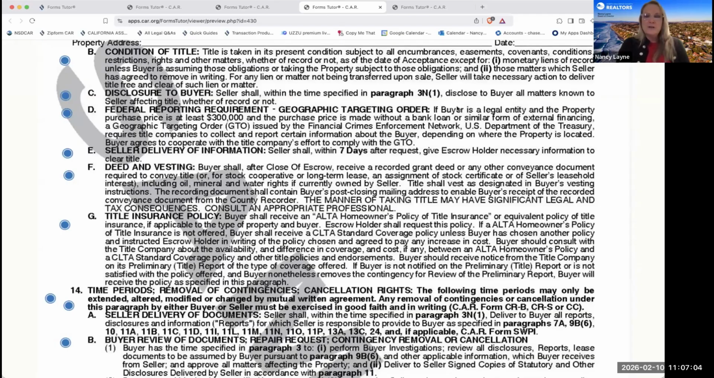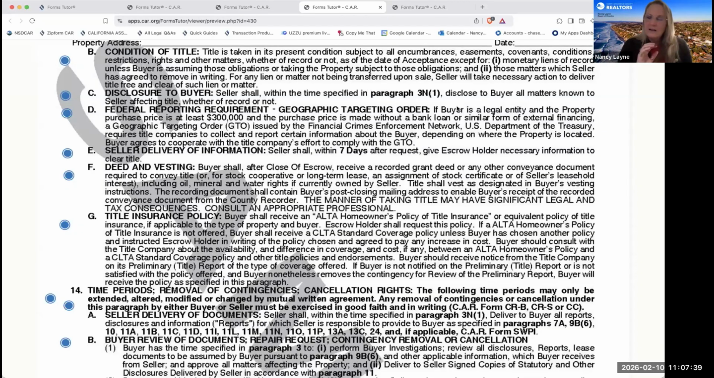Title is taken in its present condition and subject to all encumbrances, easements, covenants, conditions, restrictions, rights, and other matters. We've had a number of issues recently where, for one example, a person passed away, the successor trustee had the property on the market, and an heir decided to challenge, right? So now there's a cloud on title. Title can choose to bond around it, wait for it to be cleared, or just basically close with it still in place.